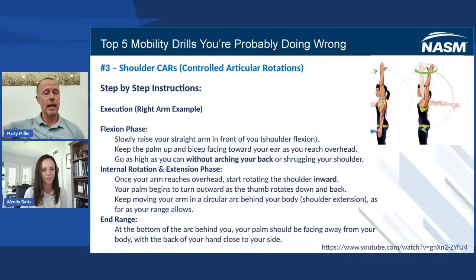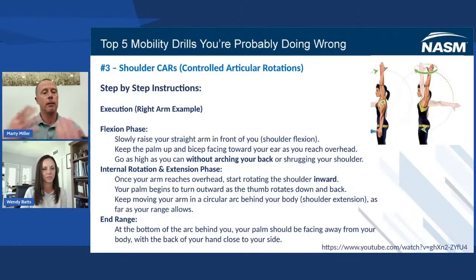As your thumb rotates down and back, now you're going into shoulder extension, which you all know what that is. So you keep moving your arm in a circular arc behind your body as far as your range will allow, again without the low back arching, head coming forward, etc. At the bottom of the arc behind you, your palm should be facing away from your body with the back of your hand close to your side.